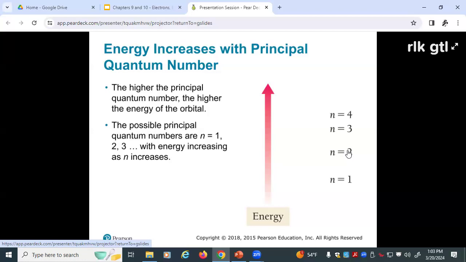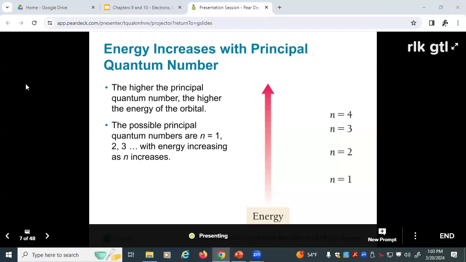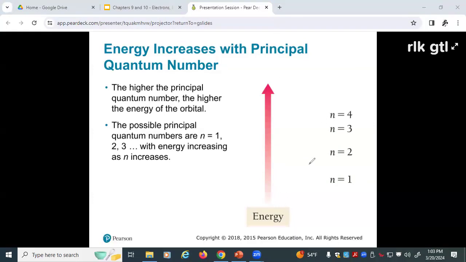But the thing that we should know, there are 2 things, really. The first thing that we should know is that this is definitely an energy increase here. The other thing that we should know is that as we go up, the energy levels get closer to each other.